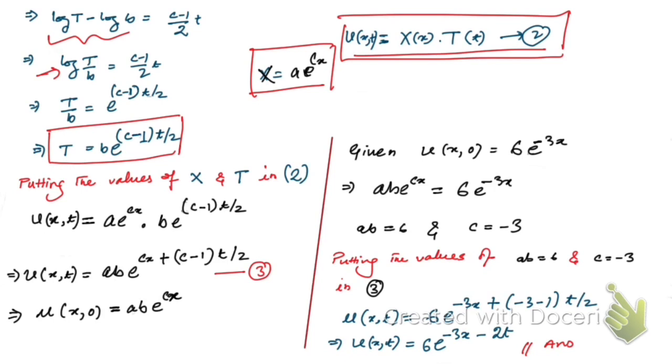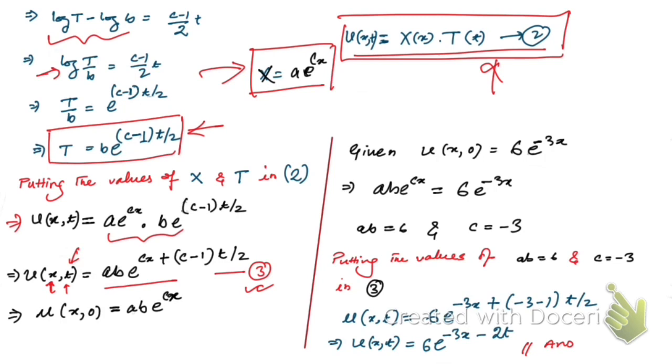So now here you can see that we have got the value of capital X and capital T. Now let us put these values in equation number 2, right? Putting those values, we have got this result, which can be written in this form. So let us take this as equation number 2. Now this is u of x and small t, right?